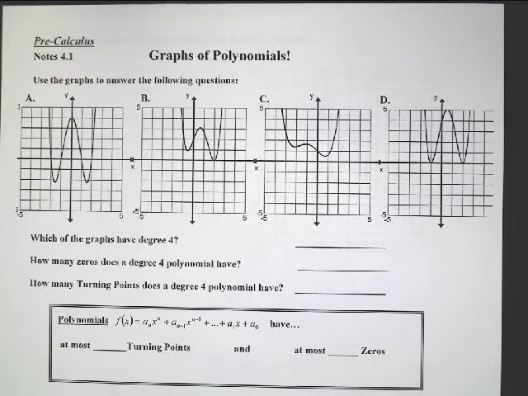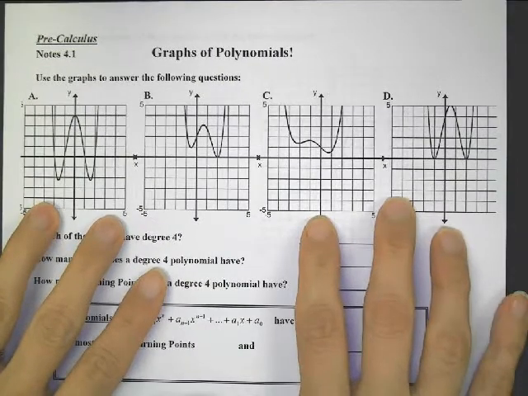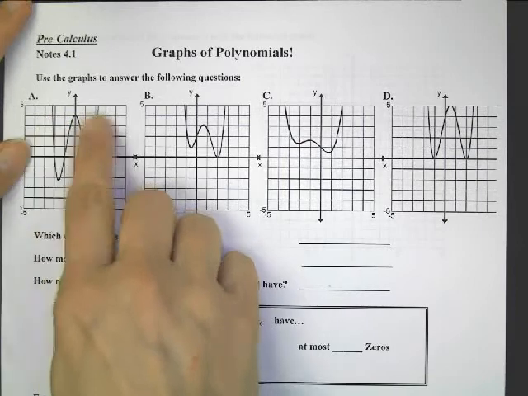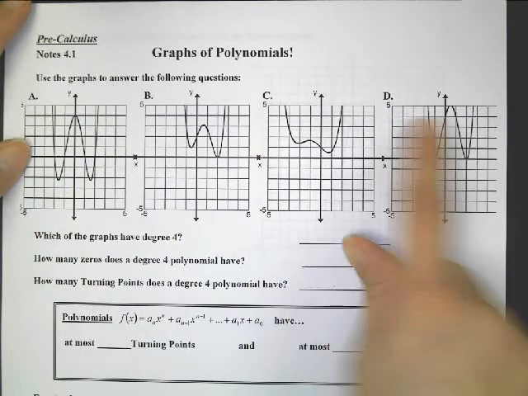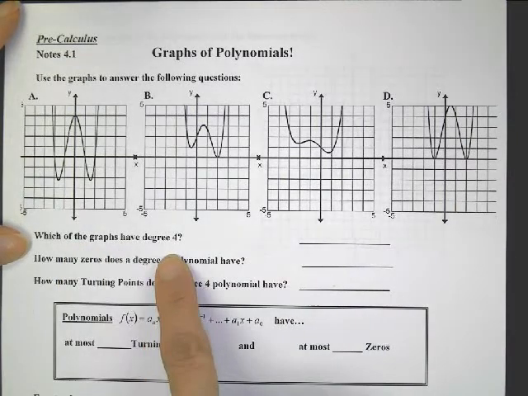This video deals with graphs of polynomials as well as writing equations. Let's look at these four quartic graphs. I know that they're all even because the end behavior is up, up for all of them. Which of them have degree 4?